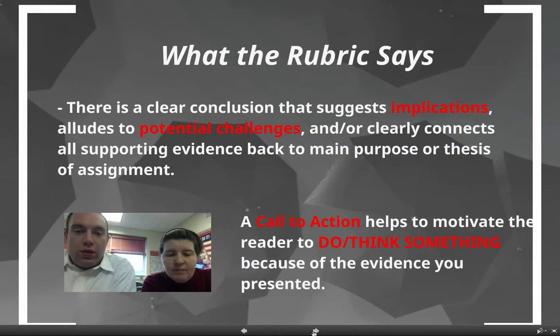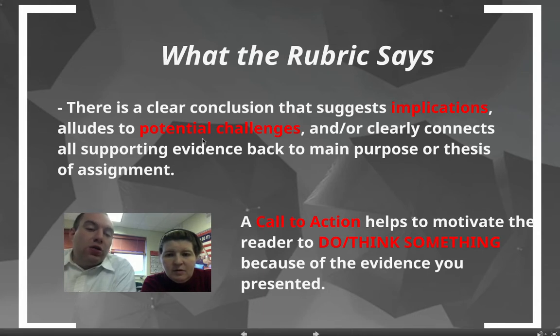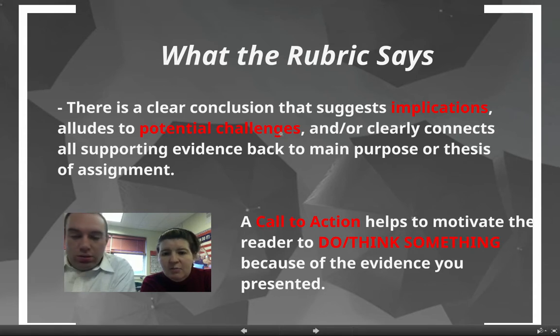All right, so the first thing, what the rubric says, in the exceeds category, there is a clear conclusion that suggests implications and alludes to potential challenges, and clearly connects all the supporting evidence back to the main purpose or thesis of the assignment. So these parts in red, that's what's different between mastery and exceeds. The implications and the potential challenges.